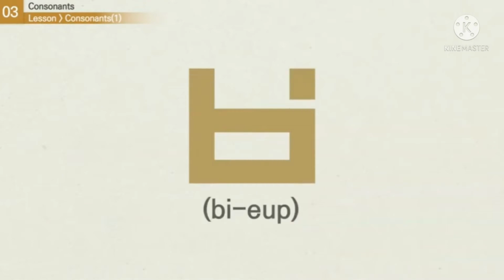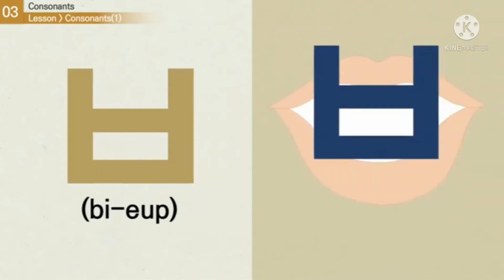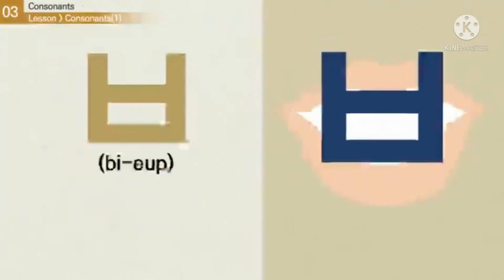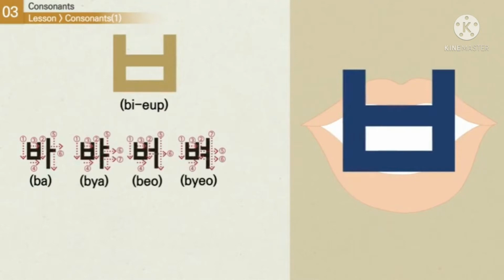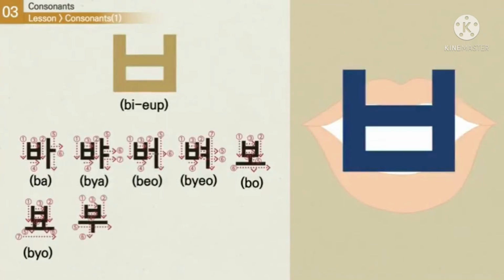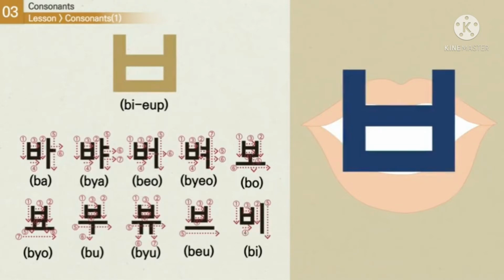Next, if we add strokes to 미음, we can make the character 피읍. 피읍, like 미음, is pronounced by putting your lips together first and then opening them. While 미음 is a nasal sound, 피읍 is not. Listen carefully. 파, 퍄, 퍼, 펴, 포, 표, 푸, 퓨, 프, 피.